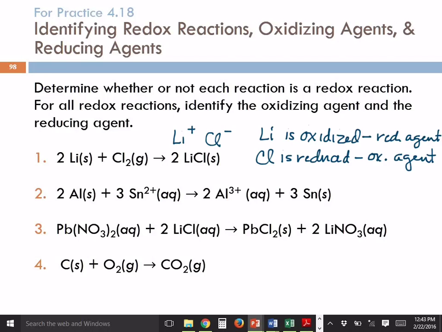Let's look at number 2. Is this a redox reaction? Yes. Look at aluminum. Here it's an atom, and over here it's an ion. Here we have a metal ion, and we're going to a metal atom. So the aluminum, the element, is being oxidized. It lost electrons. So aluminum is oxidized. That makes it the reducing agent.